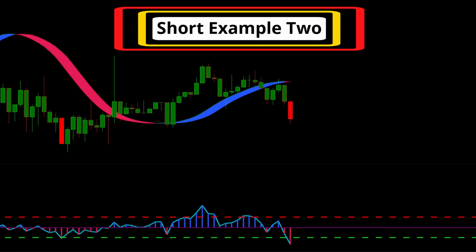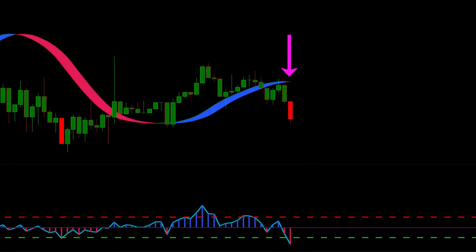I'm going to show you one more quick short example. The HMA Suite changes from blue to red. The RSI histogram is under the 10 line.